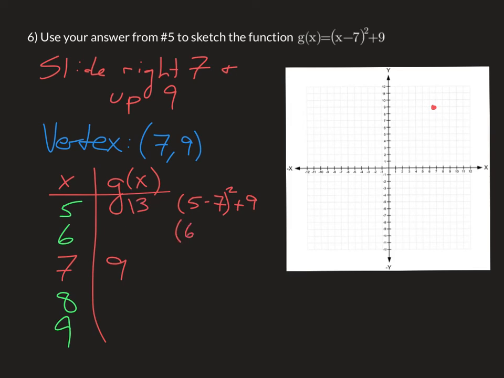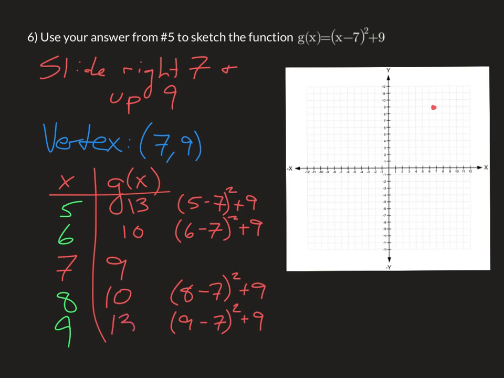4 plus 9 gets me 13. All right, let's plug 6 in. So we'll do 6 minus 7 squared plus 9. 6 minus 7 is -1. -1 squared is 1. Plus 9 makes 10. Now we're going to put the 8 in. So we have 8 minus 7 quantity squared plus 9. 8 minus 7 is 1. 1 squared is 1. Plus 9 makes 10. And we finished up by putting 9 in. So 9 minus 7 quantity squared plus 9. 9 minus 7 is 2. 2 squared is 4. 4 plus 9 is 13.